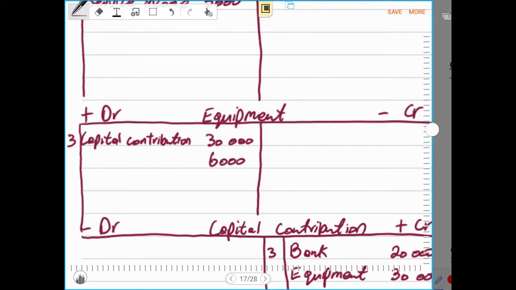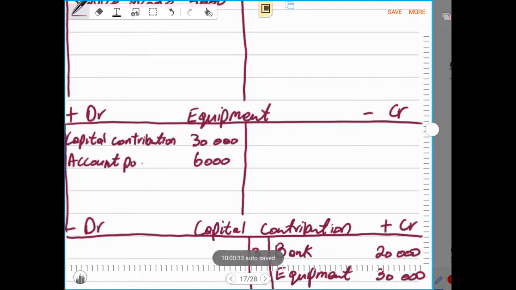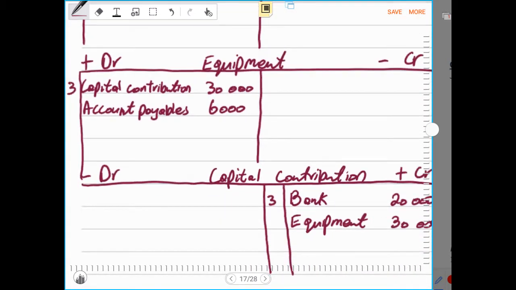by 6,000. But because we did not pay, therefore now the double entry will be account payables. That means our liabilities are increasing because we bought this equipment. Our liabilities are increasing because we bought a new equipment on credit.